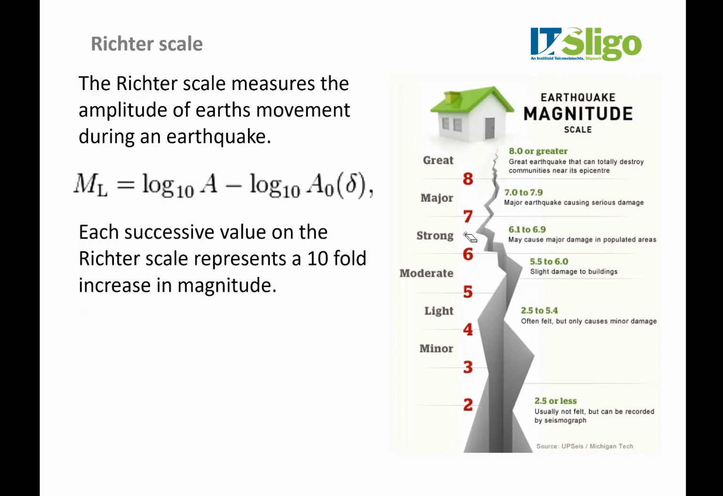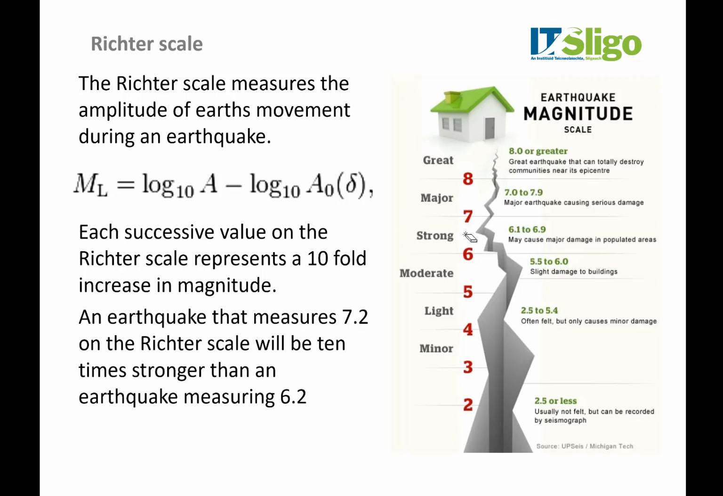And each successive value on the Richter scale represents a tenfold increase in magnitude of movement. So a Richter scale that measures 7.2 will be 10 times stronger, 10 times the magnitude. In other words, the Earth would move 10 times by a greater distance than a Richter scale of 6.2. So there's a tenfold increase as you go up by one on the Richter scale. It represents a tenfold increase in magnitude of movement.